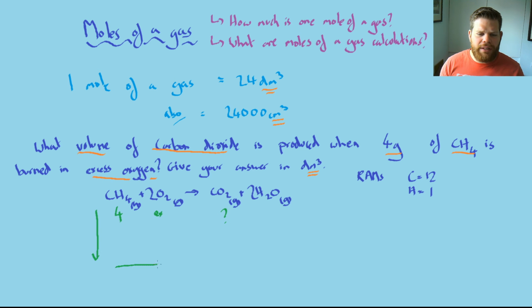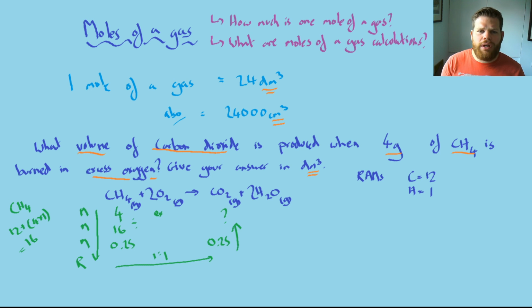So again, we can put in our little bit of scaffolding here. It's a nice way of doing these kind of questions. We've got our mass, our relative atomic mass, our moles, and our ratios. So here, the mass of methane, well, we've got to work that one out. CH4, so that's 12 for my carbon, plus 4 times 1, which gives me a grand total of 16. So I have 4 and 16. Remember, when we're going down, we divide. So here I end up with 0.25 moles. My ratio is a 1-to-1 ratio, which means I've got 0.25 moles of carbon dioxide.